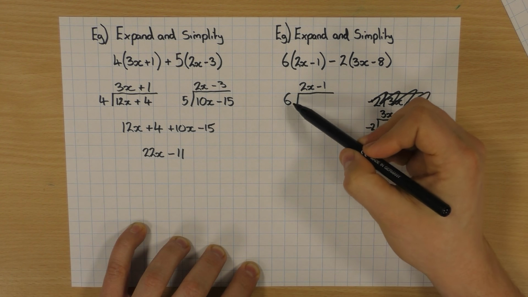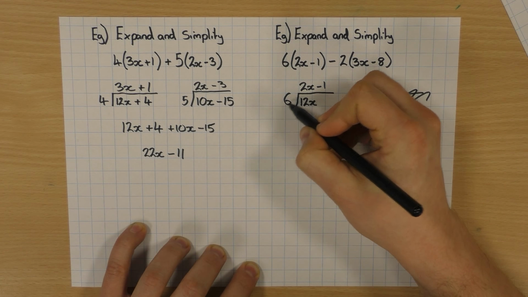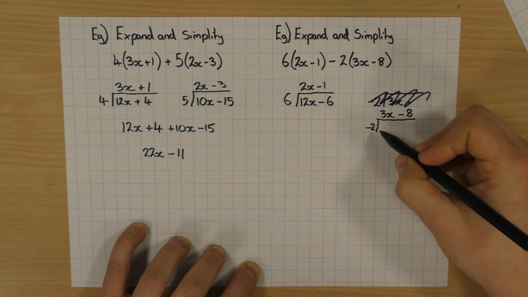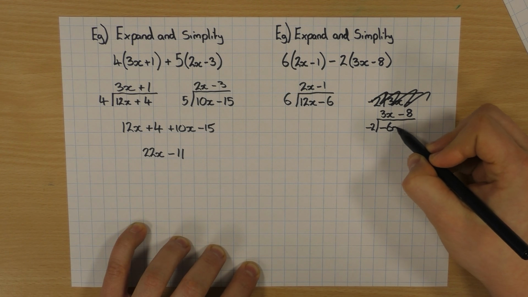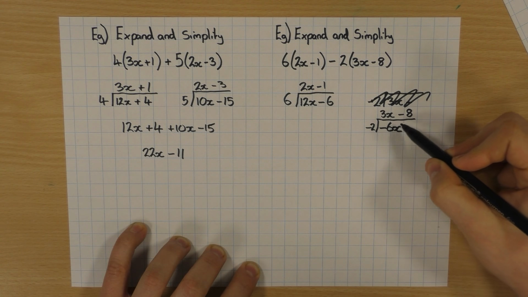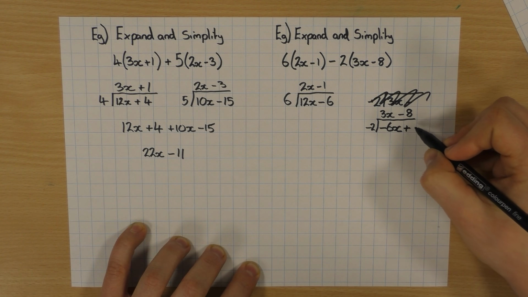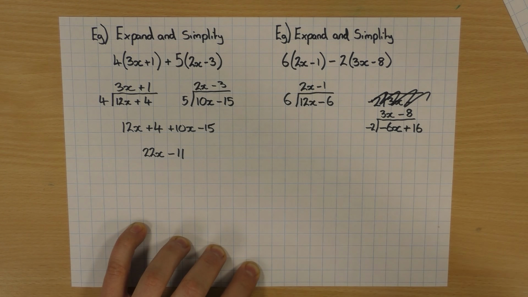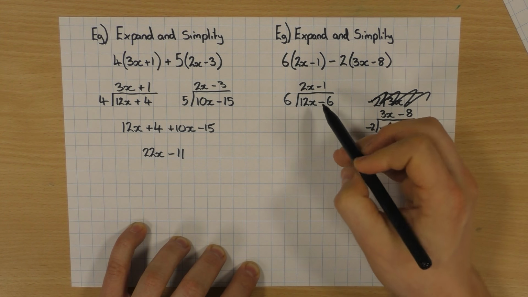Okay, so let's do this one first. 6 times 2x is 12x, and then 6 times minus 1 is minus 6. This one here, minus 2 times 3x is minus 6x. And now this bit is where everyone goes wrong. Minus 2 times minus 8. A minus times a minus is a positive, and obviously 2 times 8 is 16, so it's positive 16. So that's where you're going to make a mistake, times in those two negatives.